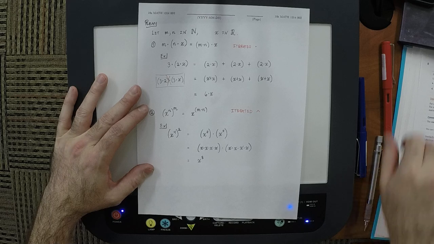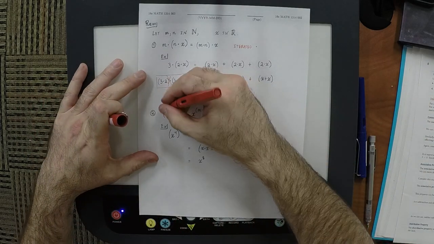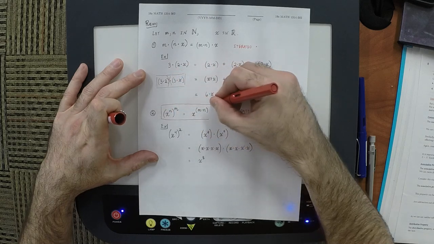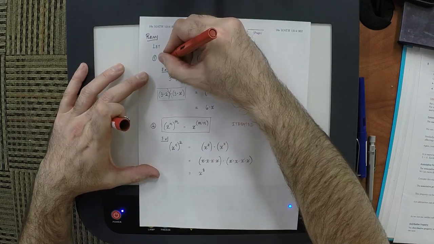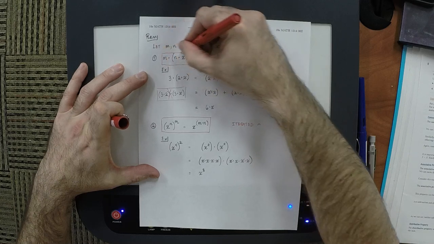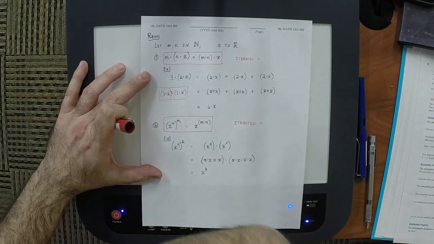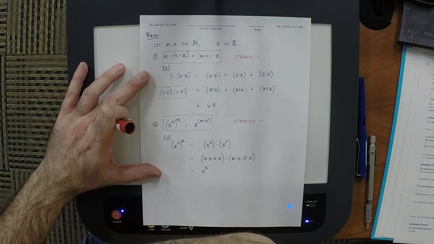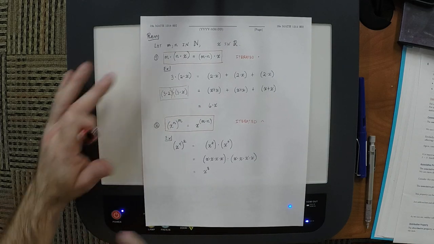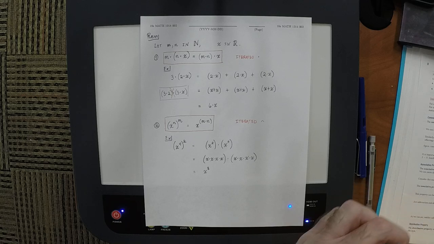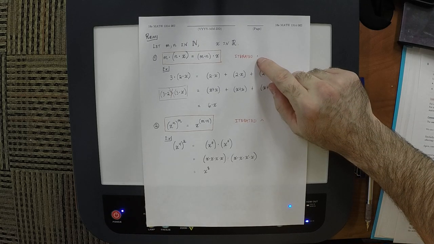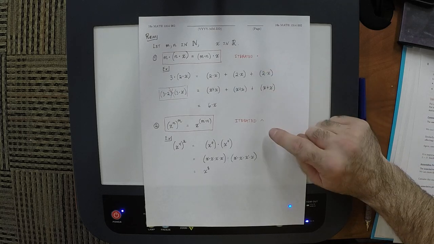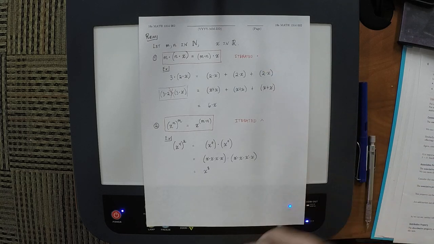So what I want you to see is that these formulas, this one and this one, are analogous. The structure of the formulas is exactly the same. The only distinction is whether or not you're iterating dot or you're iterating caret, whether or not you're iterating product or you're iterating exponentiation.